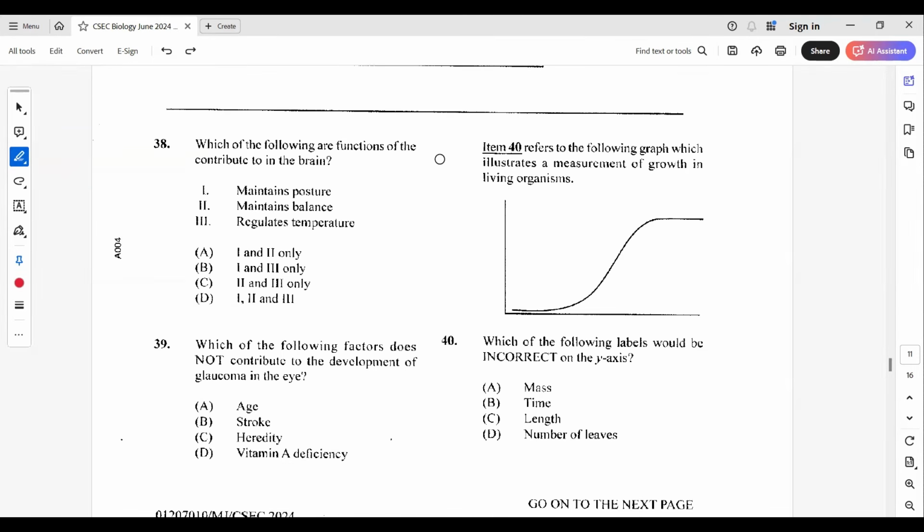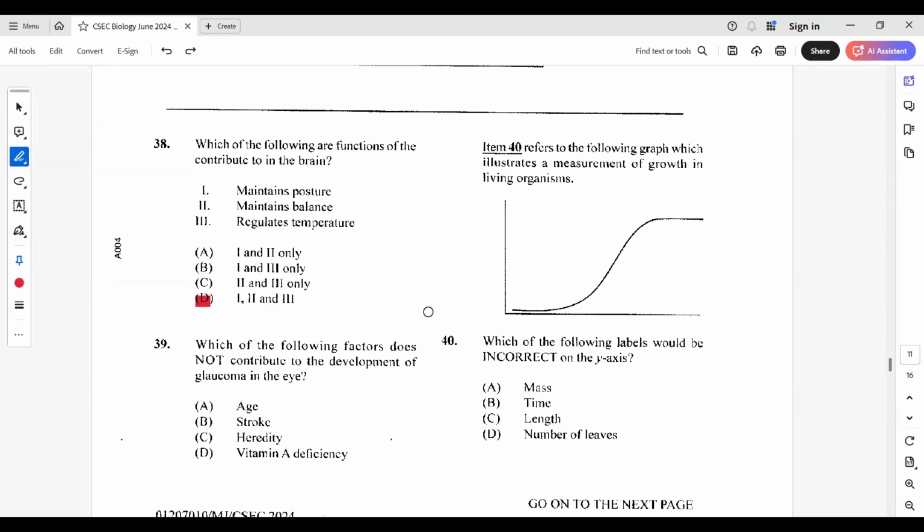Which of the following are functions attributed to the brain? There are some grammatical errors there. Question 38 should read, which of the following are functions attributed to the brain? We have maintains posture, cerebellum; maintains balance, again yes, the cerebellum; regulates temperature, yes, the regulation of temperature has to do with the hypothalamus, part of the brain. So 1, 2, and 3, that makes D the answer.